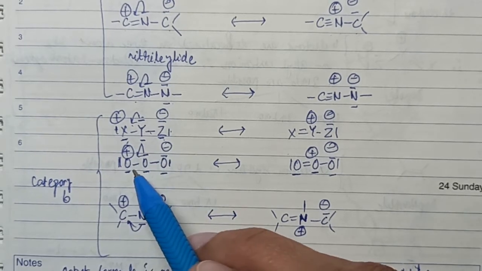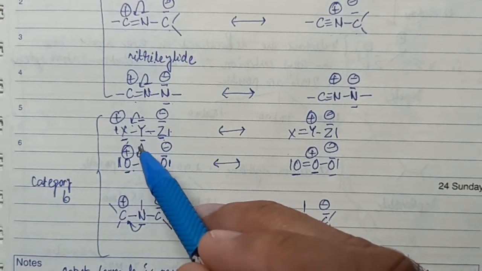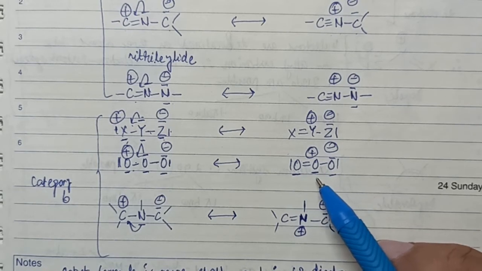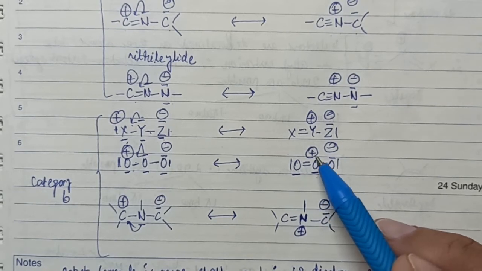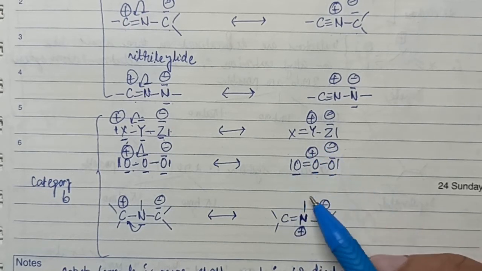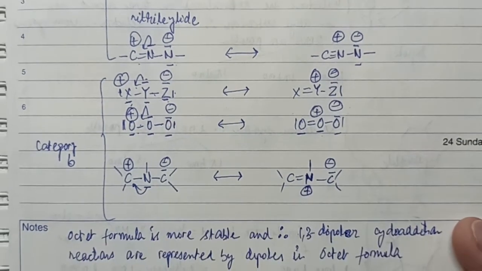If you want to convert the sextet formula into the octet formula, as I've told you, move this lone pair in this direction. You'll have oxygen's positive charge quenched. The positive charge comes on the central atom. The charges are on first and second atom, opposite charges on first and second atom. This is the octet formula, the better formula to be represented in 1,3 dipolar cycloaddition reactions.